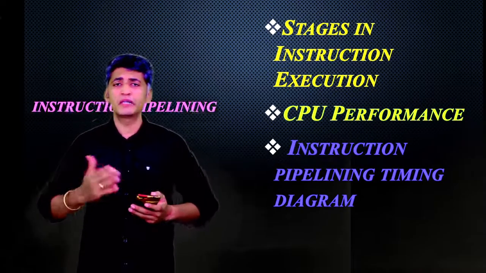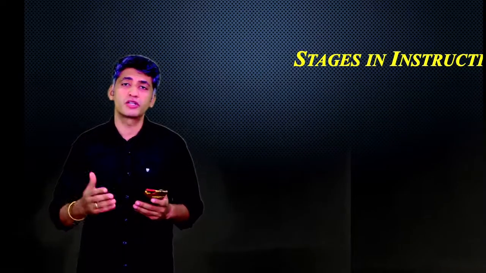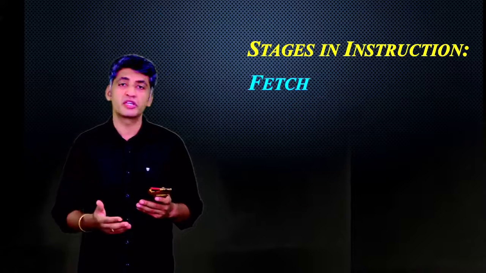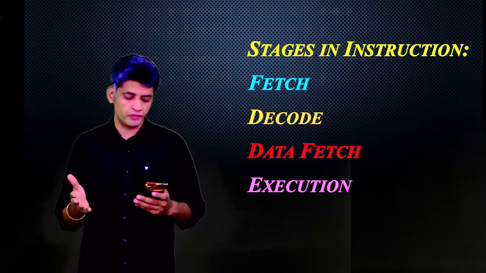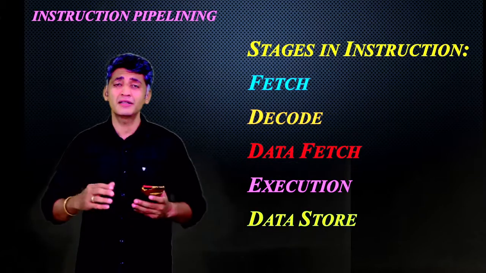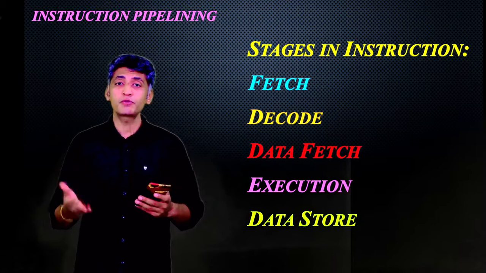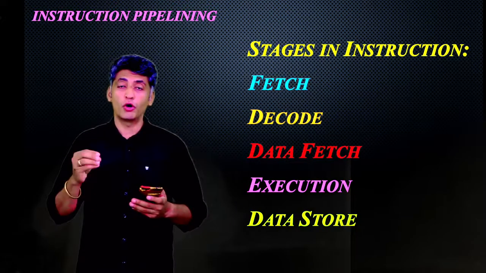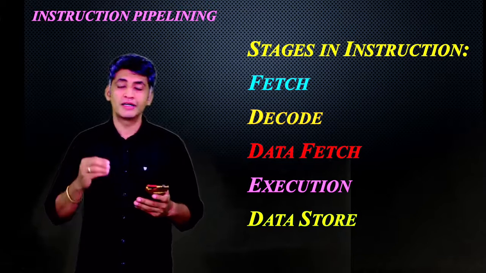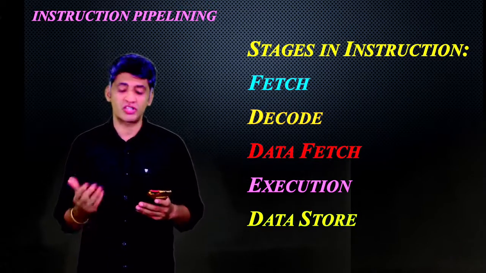Already in the previous videos we have discussed how many stages are required for an instruction execution. So these are the stages in instruction execution. First is fetch the instruction, second is decode the instruction, third is fetch the data, the fourth is execution, and fifth is the data store. In the coming video we will discuss these as the types of micro operations within the instruction execution. So you need to consider all these as types of micro operations, right? These are the stages within the instruction execution.